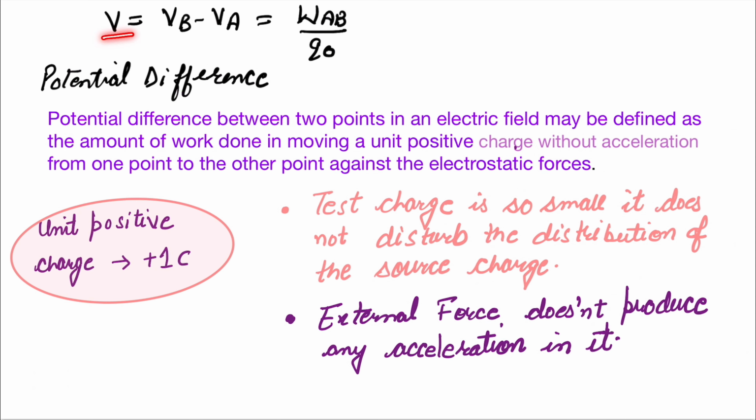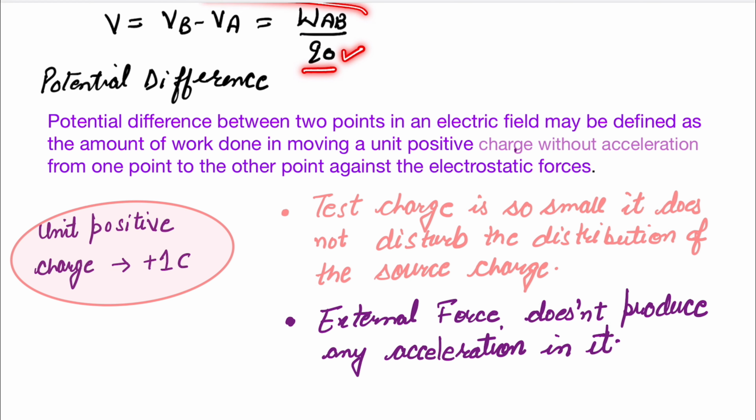Then, potential difference V is given as VB, the potential at point B, minus VA, is equal to the amount of work done in moving the test charge from point A to B divided by the amount of the test charge. This is the expression for potential difference. You need to learn this expression, as many numericals are based on this expression.